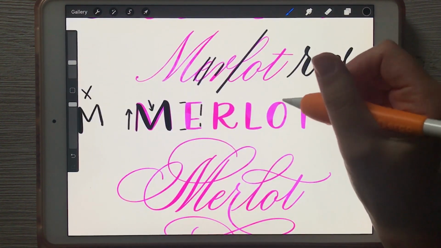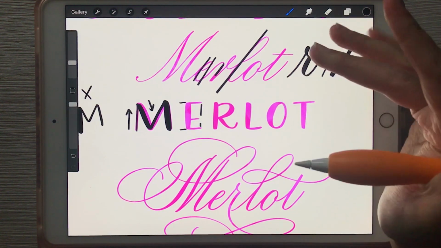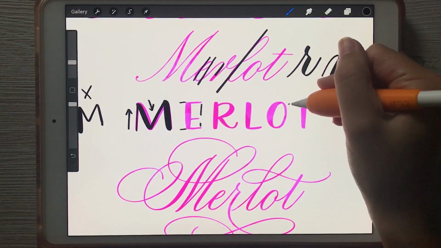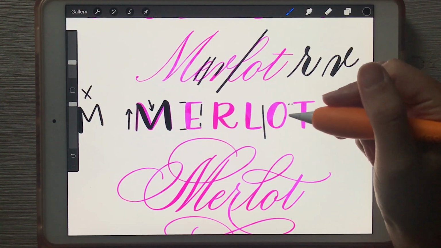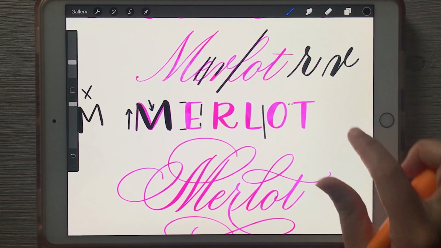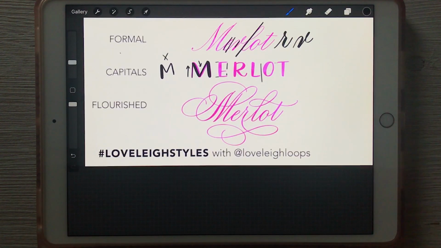Okay, and then I have a fairly standard amount of space in between my letters. It's not a huge amount of space, but they're not really tight, but that's definitely something that you can play around with as well. Okay, and then finally for this flourished version, it's beautiful.